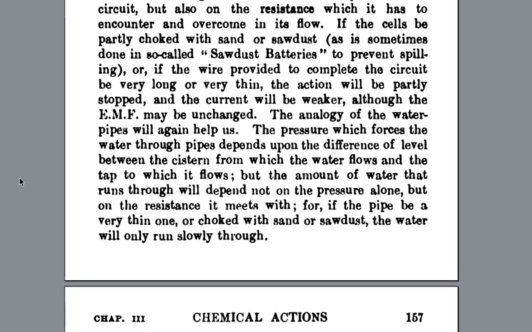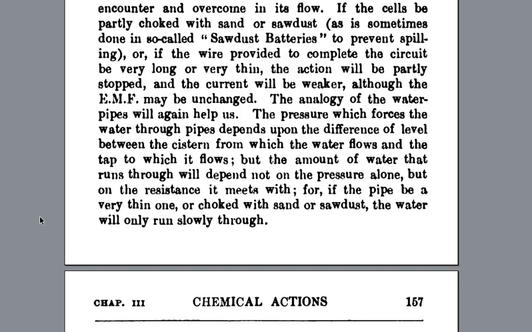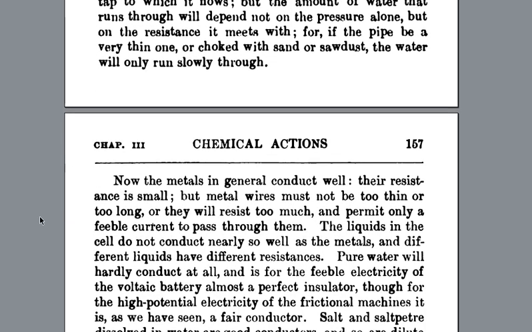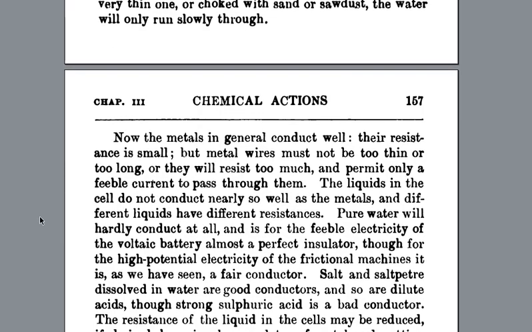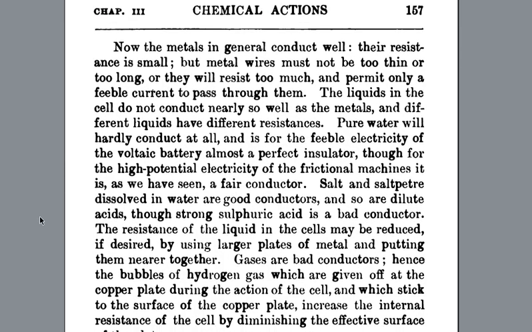The analogy of water pipes is again helpful. The pressure that forces water through pipes depends on the difference in level between the cistern from which the water flows and the tap to which it flows. However, the amount of water flowing through depends not on pressure alone, but also on the resistance encountered. For if the pipe is very thin or clogged with sand or sawdust, water will only flow through slowly. Similarly, metals generally conduct electricity well, with low resistance. However, metal wires must not be too thin or too long, as they will resist too much and permit only a feeble current to pass through.